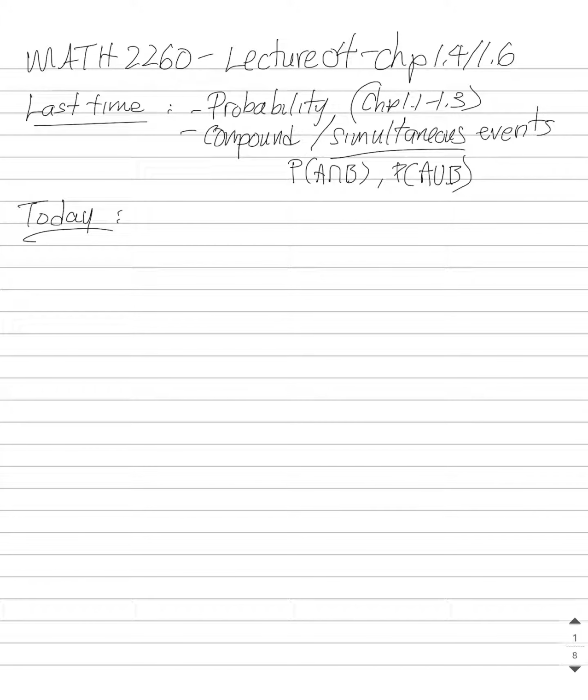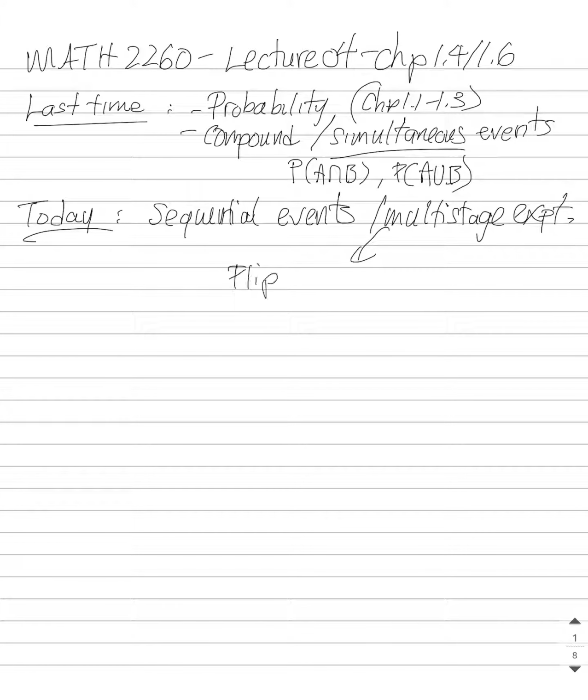Today we're going to think more about sequential events. A sequential event is something that is considered a multi-stage experiment. A very simple example of a multi-stage experiment is that you flip a coin. That would be stage 1. And in the next stage, you would roll a die. So that would be stage 2.